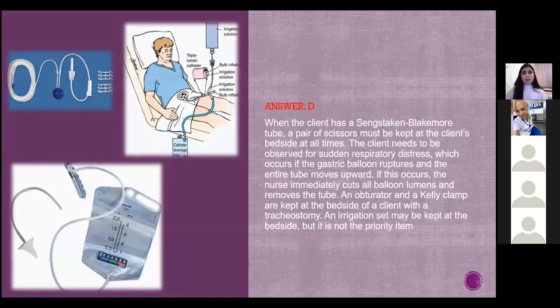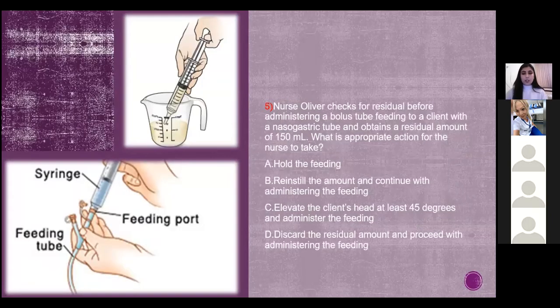The fifth question. Nurse Oliver checks for residue before administering a bolus tube feeding to a client with a nasogastric tube and obtains a residual amount of 150 milliliters. What is the appropriate action for the nurse to take? A. Halt the feeding, reinstill the amount, and continue with administering the feeding.